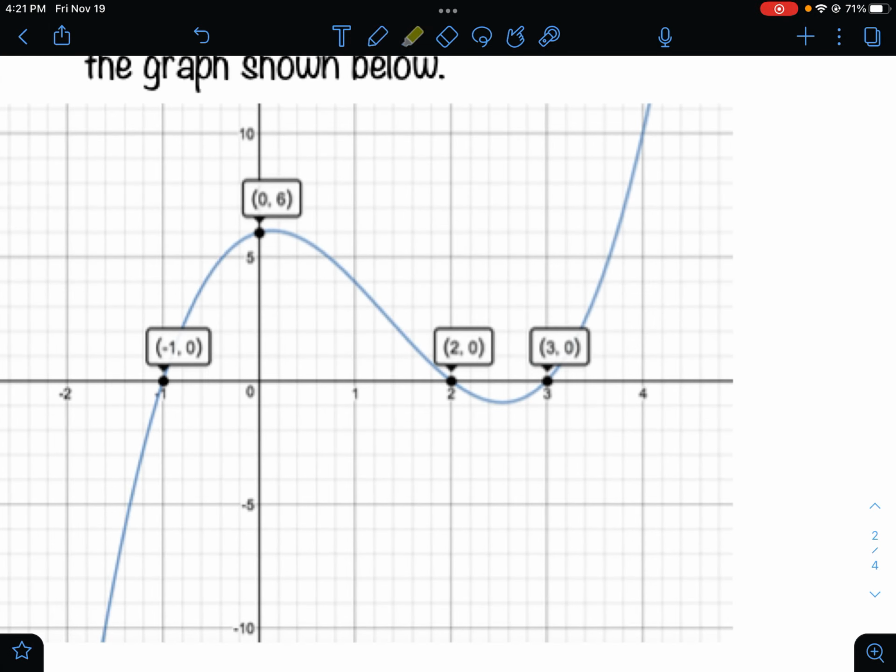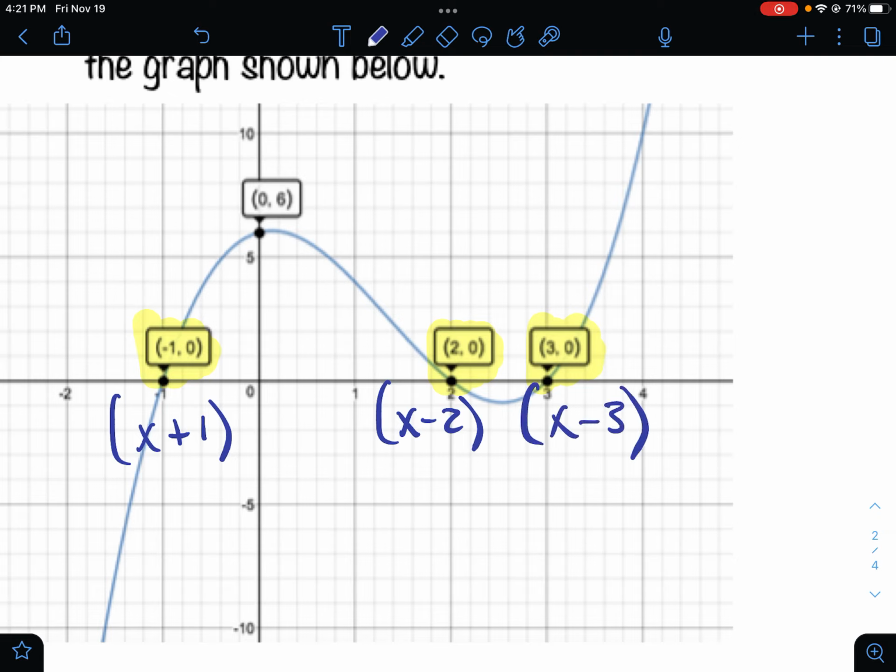So when we look at a graph, remember your solutions are where your graph crosses the x-axis, or your x-intercepts. So here we have an x-intercept of -1, so in factored form, that'd be x plus 1. An x-intercept of 2 would be x minus 2 in factored form. And a solution of 3 in factored form would be x minus 3. And same thing goes, you'll just multiply them all out.